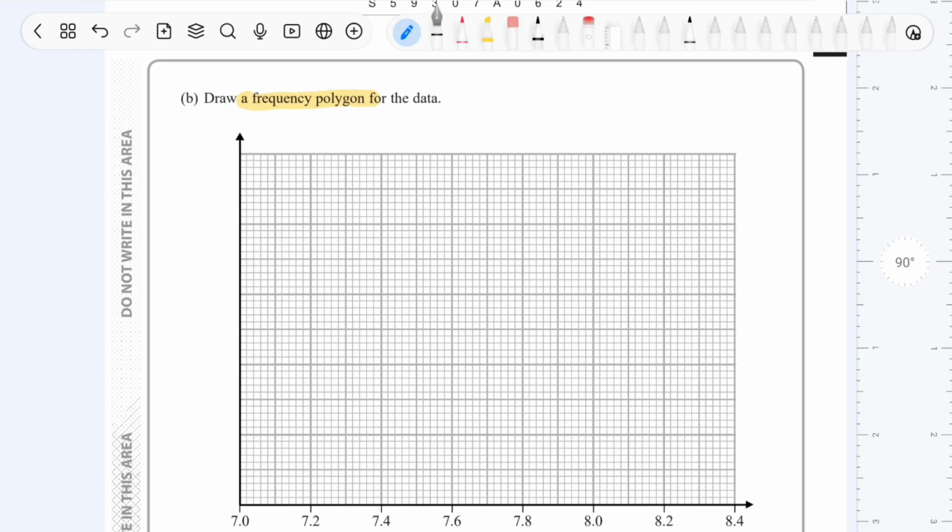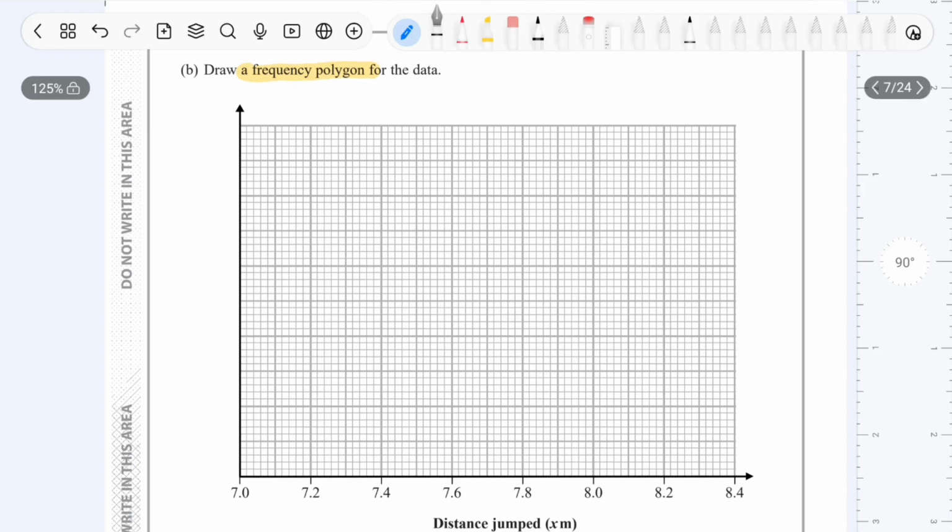So we need to first look at the graph they've given us, and they've given us the horizontal axis, but they've not given us the vertical axis labels or anything like that. So that's probably going to be what we need to do. So on the vertical axis, we're probably going to want to put frequency.